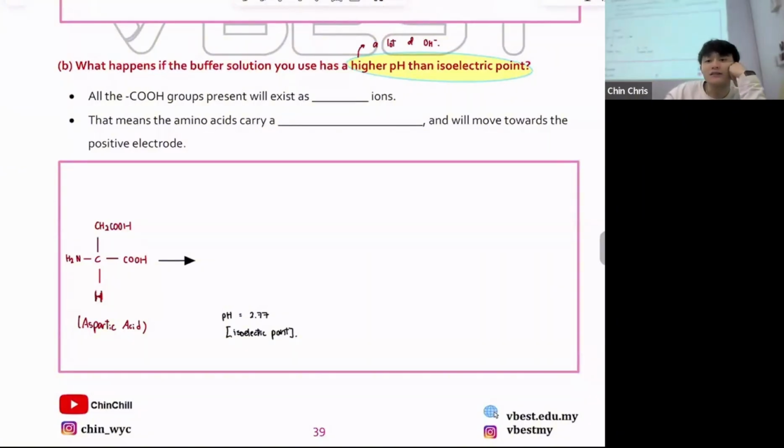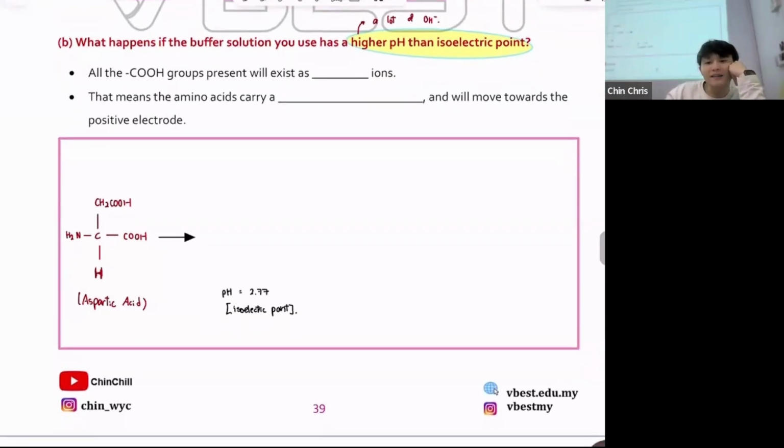All right, guys, isoelectric point, which means a zwitterion.